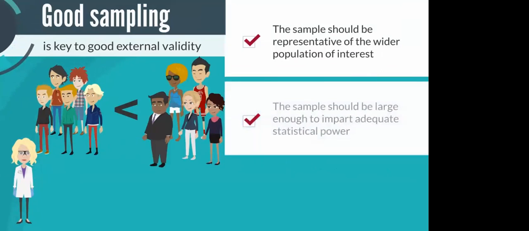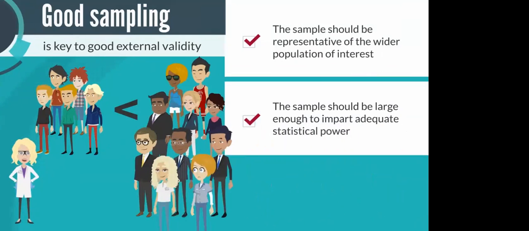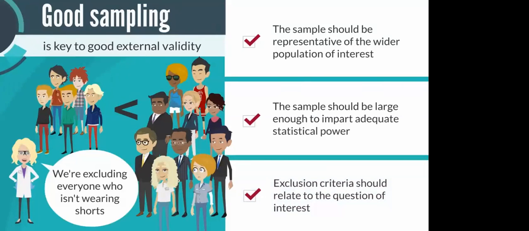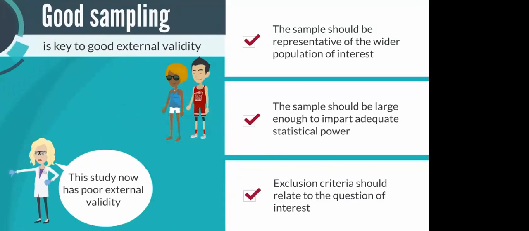Secondly, a large enough group of individuals should be sampled to impart adequate statistical power. Thirdly, any exclusion criteria used in a study should relate to the question of interest. If the exclusion criteria are too strict, external validity will decrease.